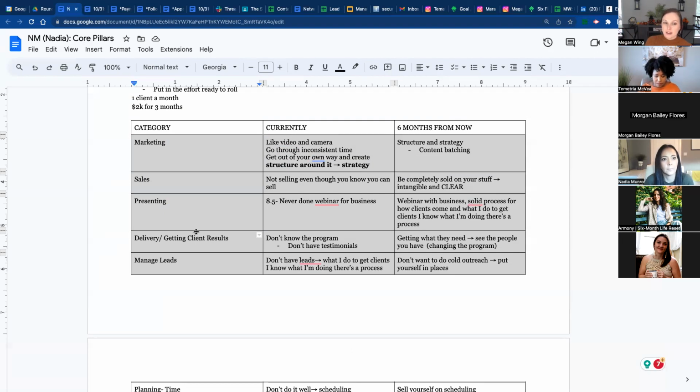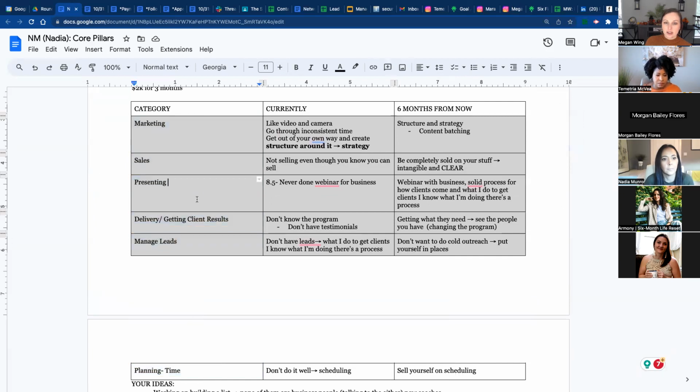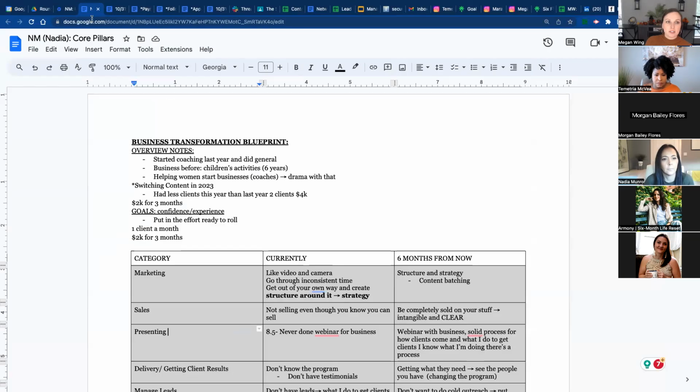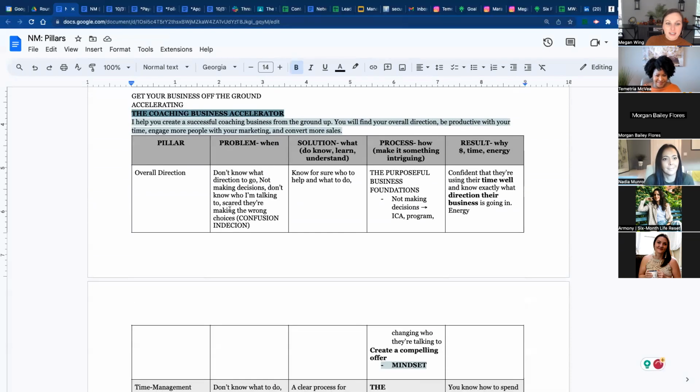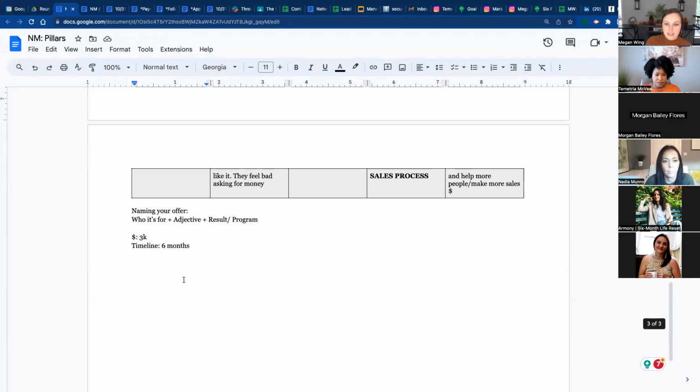What would be one of these things that would be really, oh, this is not your pillars. I keep thinking it's your pillars. These are your actual pillars. This is the console. Moving forward, we've got overall direction, time management, marketing, and selling.